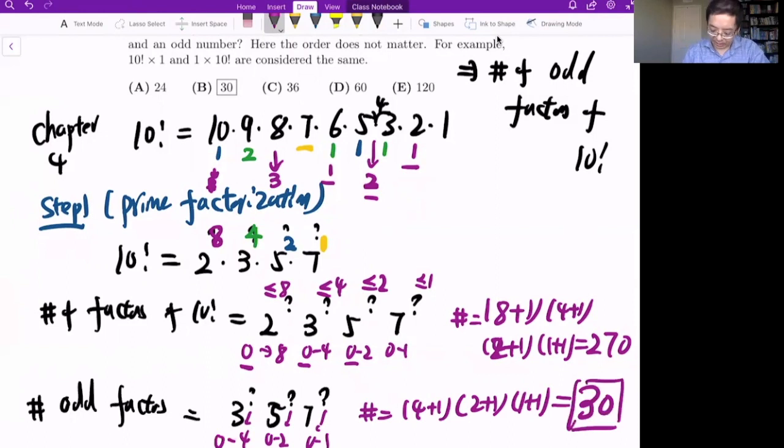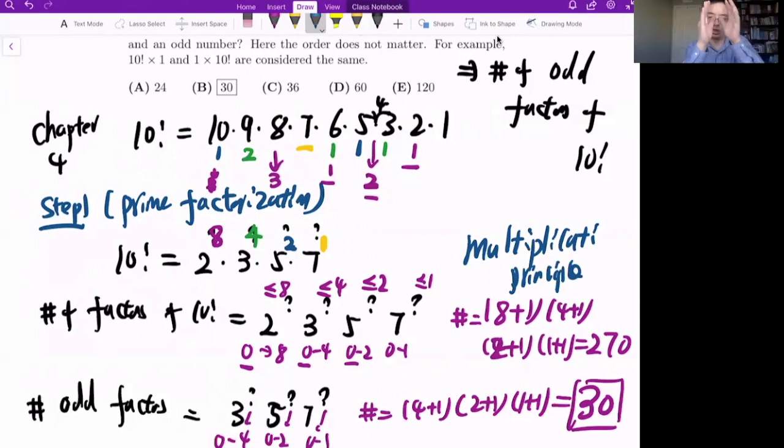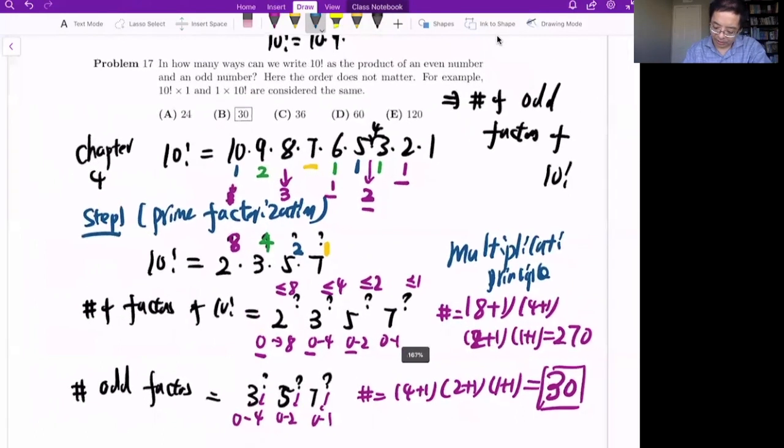Now this is basically due to the multiplication principle, right? Why is this multiplication? Because of the multiplication principle in counting problems. You have a different number of choices for each component, and then if you combine them together, what you do is a product.